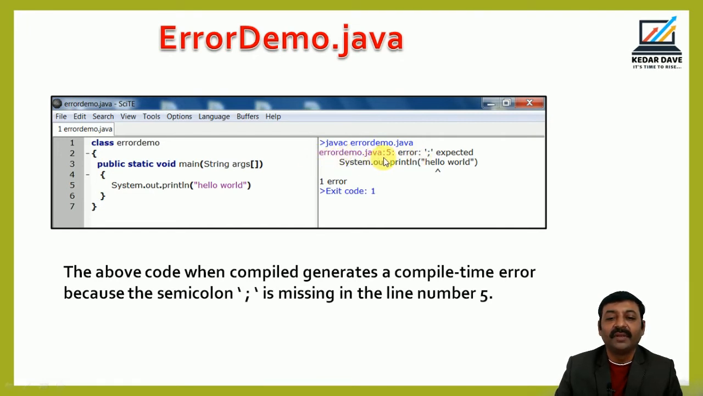It is your file name, and 5 is the line number. In line number 5, the compiler displays this error message: semicolon expected. Right? One error is displayed and exit code is 1. If it displays exit code 0, it means your file is successfully compiled. But here it is an error. And what is the error? It is this semicolon expected. So in this above code, the compiler generates a compile time error because the semicolon is missing, meaning a syntax error in line number 5.